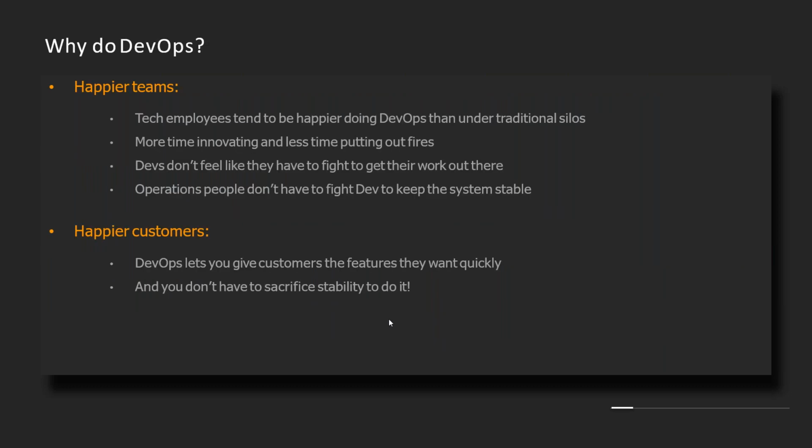So with DevOps, we have happier teams and happier customers. Happier teams: tech employees tend to be happier doing DevOps than under traditional silos. More time innovating and less time putting out fires. Devs don't feel like they have to fight to get their work out there, and operations people don't have to fight dev to keep the system stable. Happier customers: DevOps lets you give customers the features they want quickly, and you don't have to sacrifice stability to do it. Any questions here, guys?